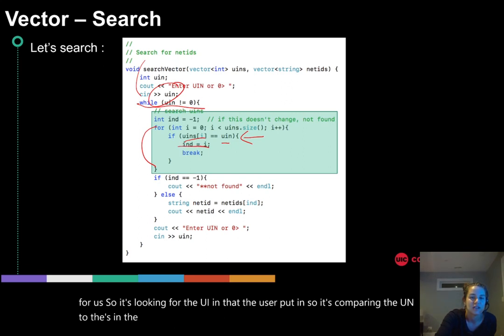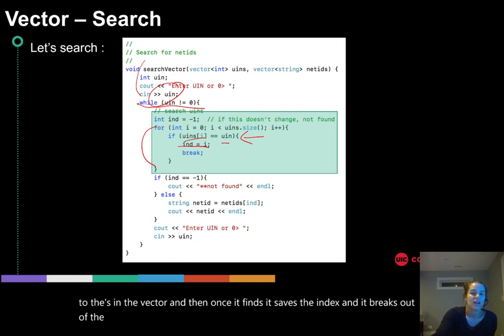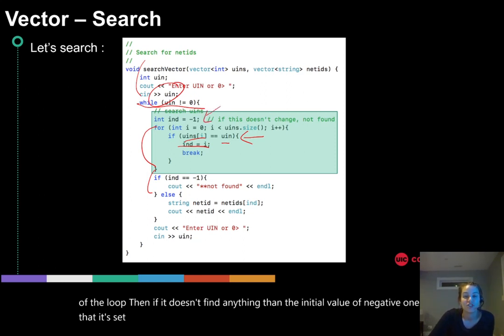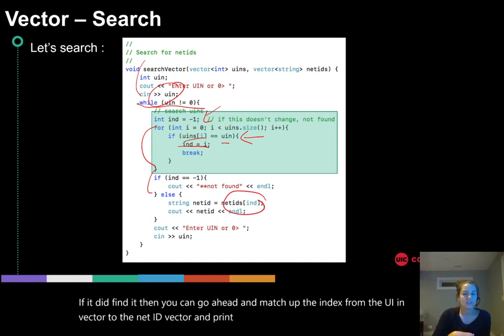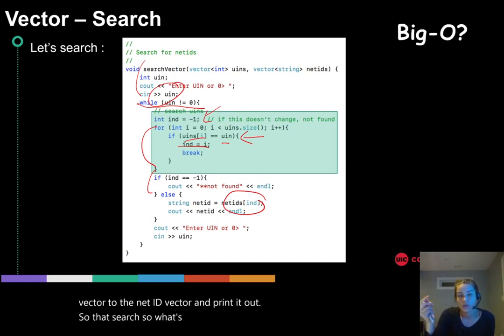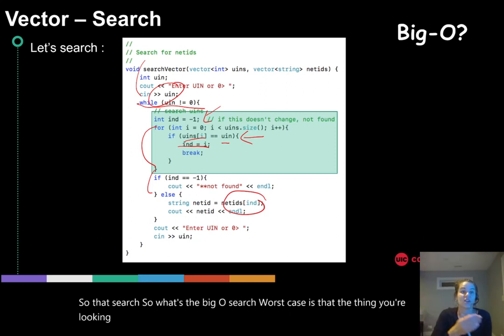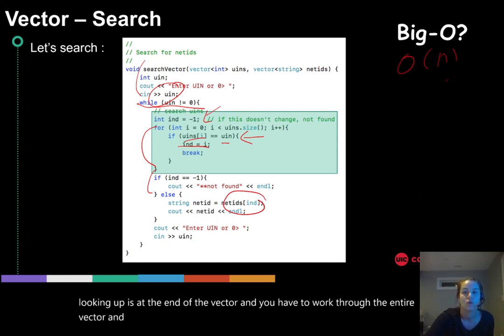Once it finds it, it saves the index and breaks out of the loop. If it doesn't find anything, then the initial value of -1 that it's set to here won't have changed, so it didn't find it. If it did find it, then you can match up the index from the UIN vector to the net ID vector and print it out. So that's search. What's the big O of search? Well, the worst case is that the thing you're looking up is at the end of the vector and you have to work through the entire vector, and then that search is O(n).